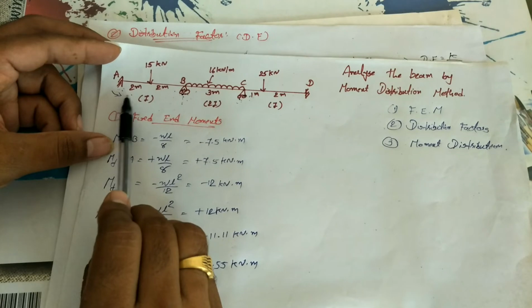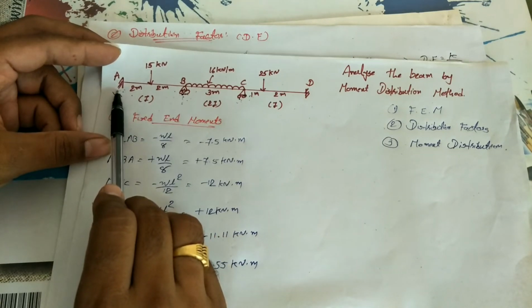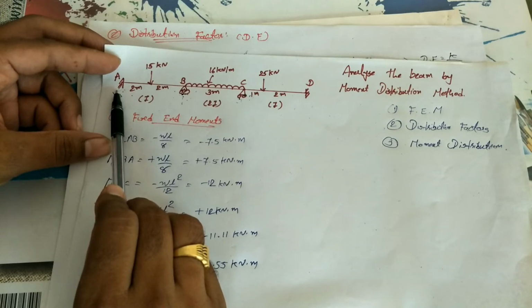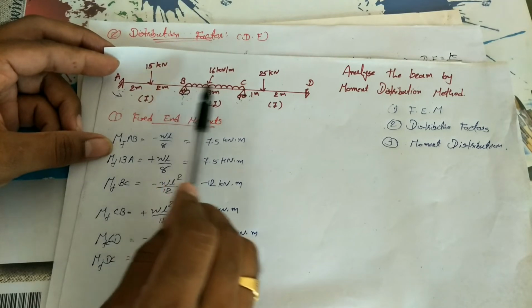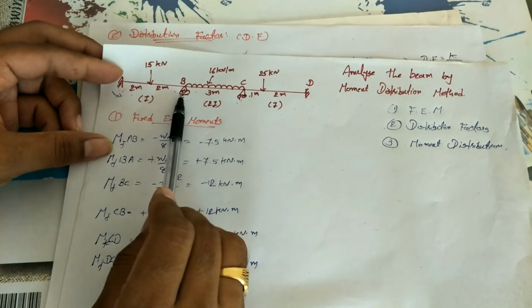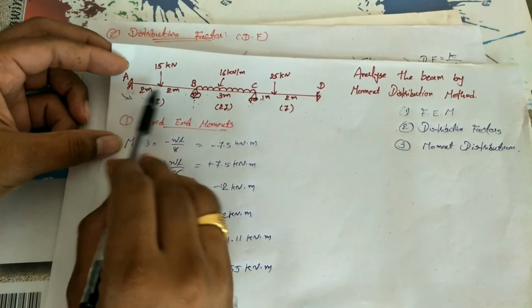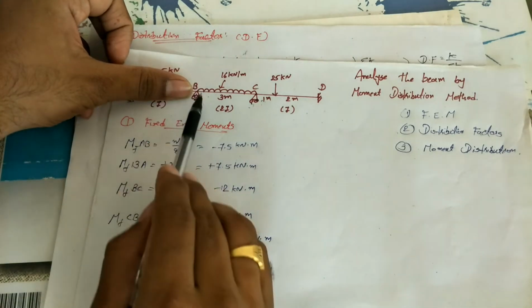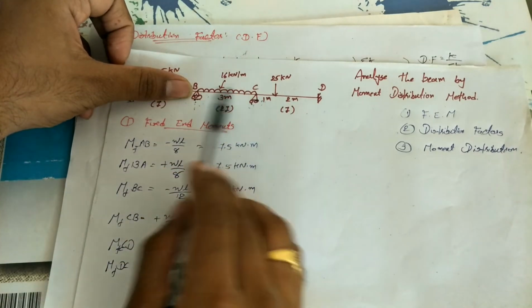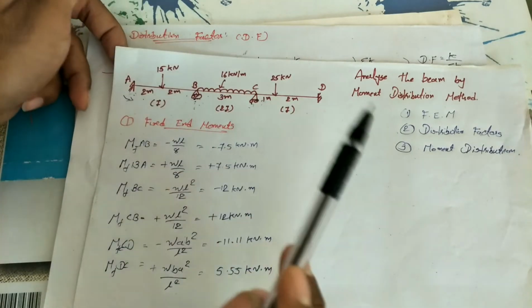But there is a continuity over here, B to A, that is supposed to be fixed, or either it is simple, but we have to consider this support as fixed. So for C to B, my stiffness is 4EI by L, as there is a continuity of support from B to C. If there is no support here, my actual figure is like this, then this support we have to consider as simple, as there is no continuity. Here there is a continuity.